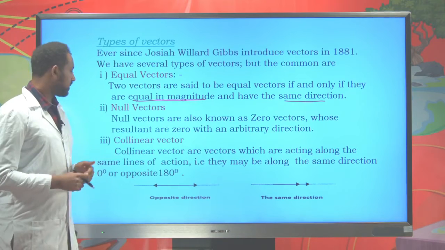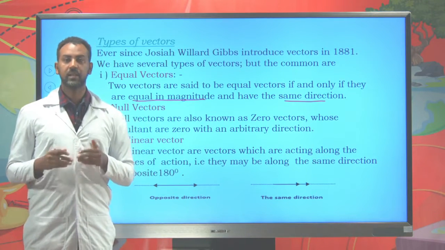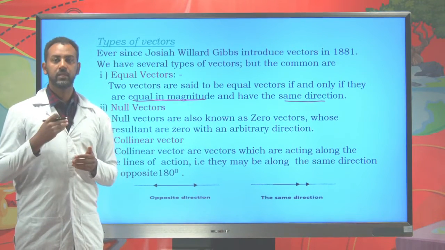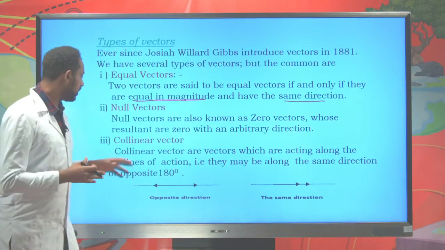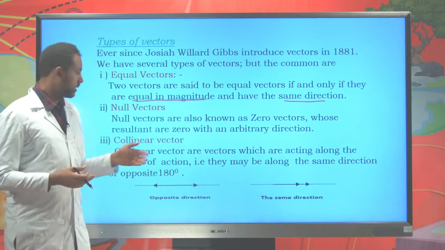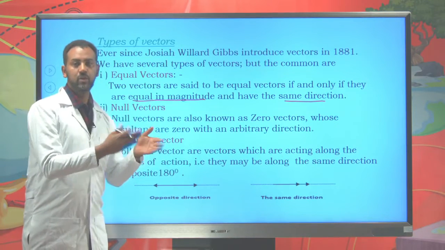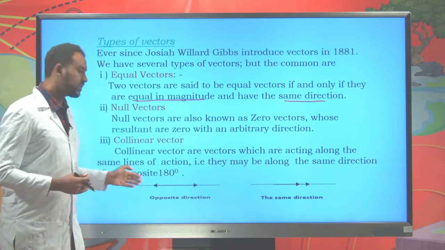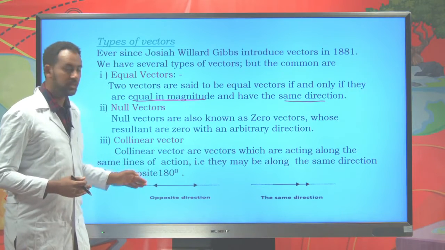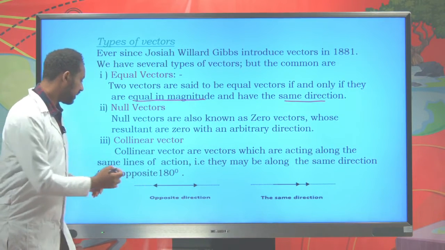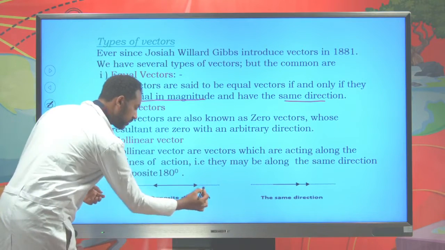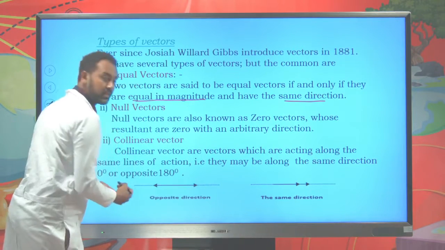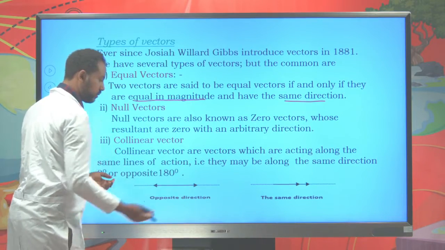And the other concept is the collinear vector. As the name implies, collinear means the same line. Vectors which are found on the same line are said to be collinear vectors. They might act along the same direction or opposite directions. As far as they are found on the same line of action, they are called collinear vectors. Here we have two opposite vectors. They are acting oppositely, but they are found on the same line of action, so they are said to be collinear.